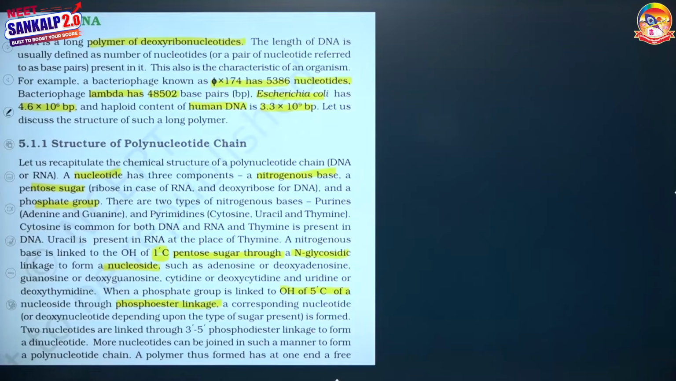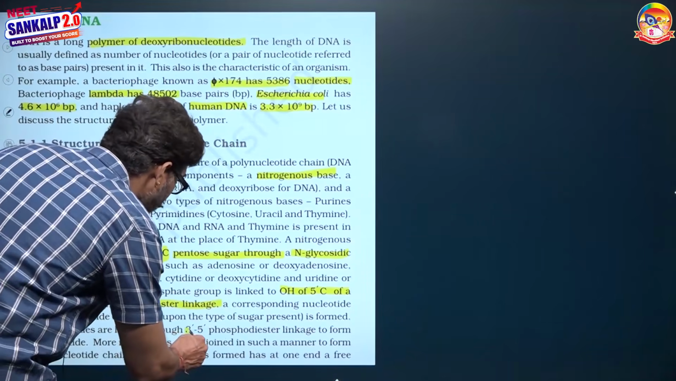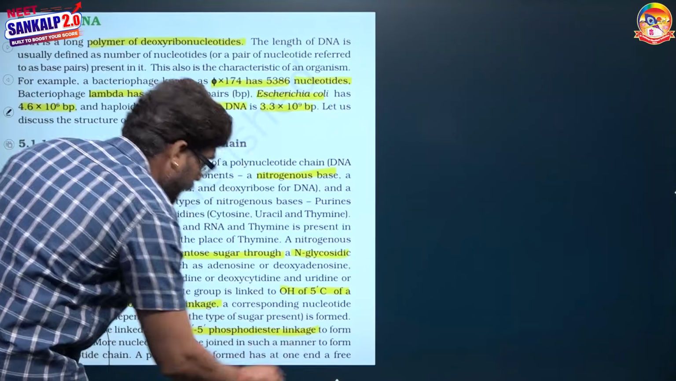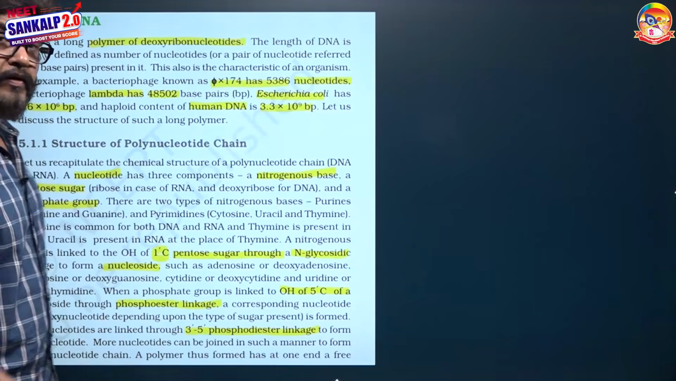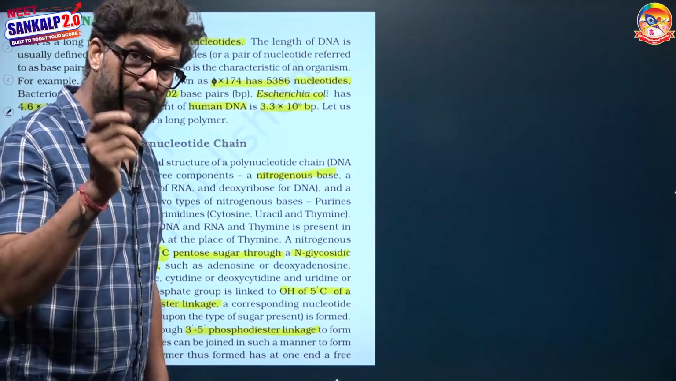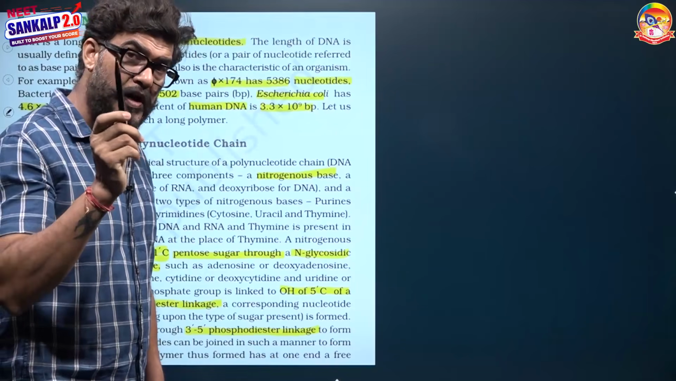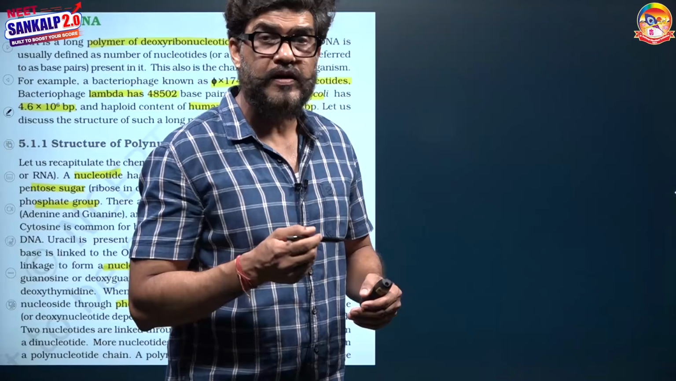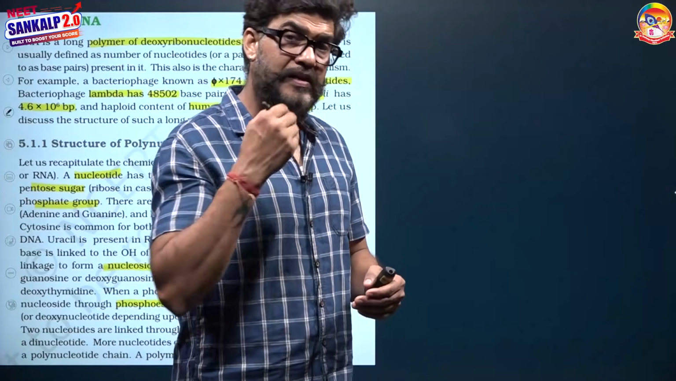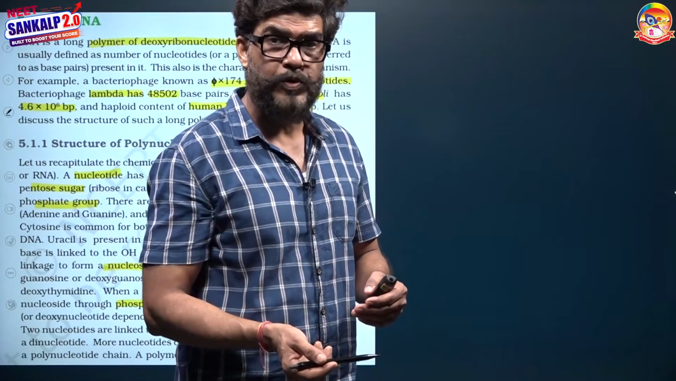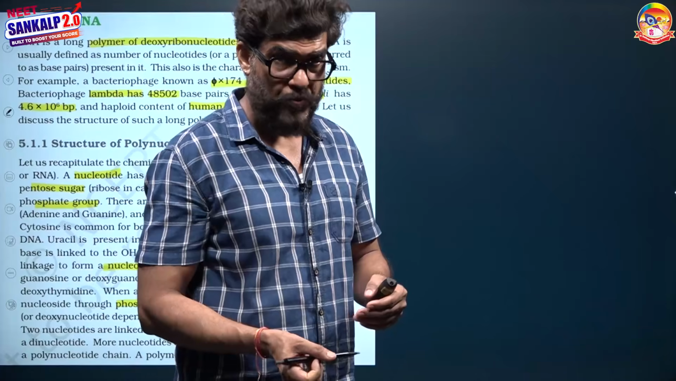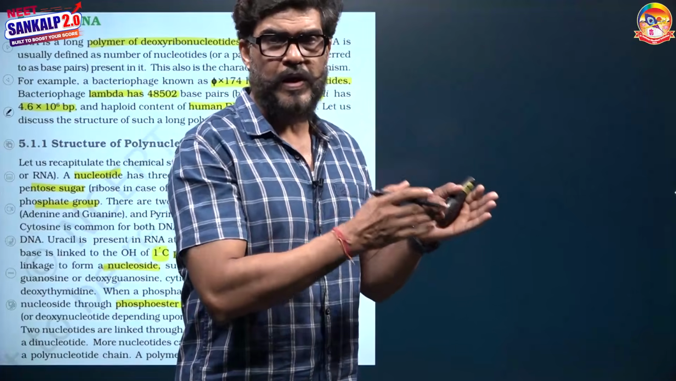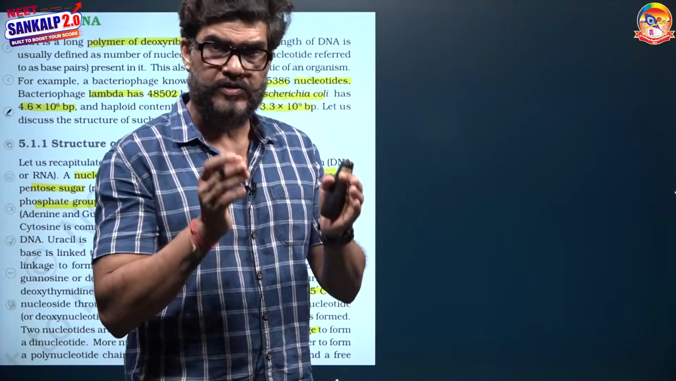Now these nucleotides come together and are linked through the 3' to 5' phosphodiester linkage and become a polynucleotide. 3' to 5' phosphodiester bond means the preceding nucleotide contributes its third carbon hydroxyl group and the succeeding nucleotide contributes its fifth carbon hydroxyl group. So the bond is known as the 3' to 5' phosphodiester bond.